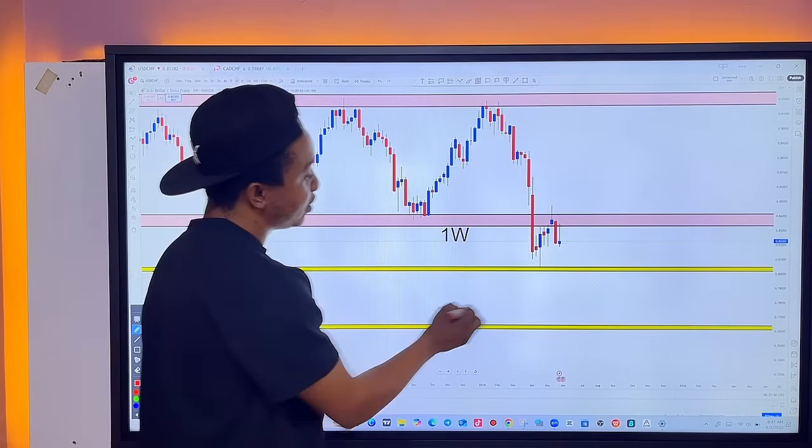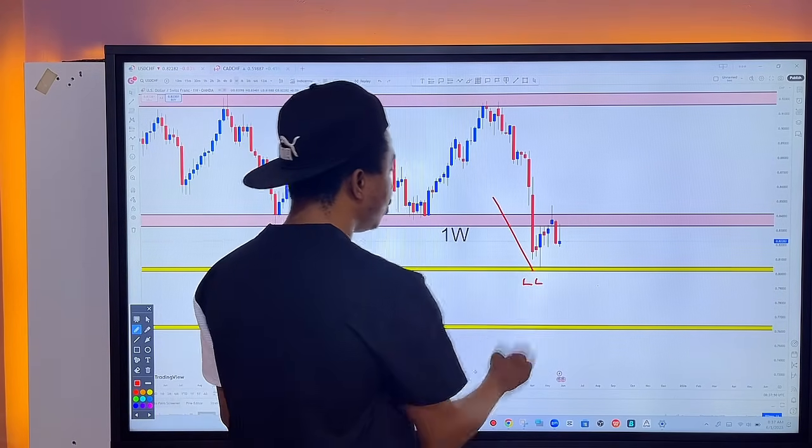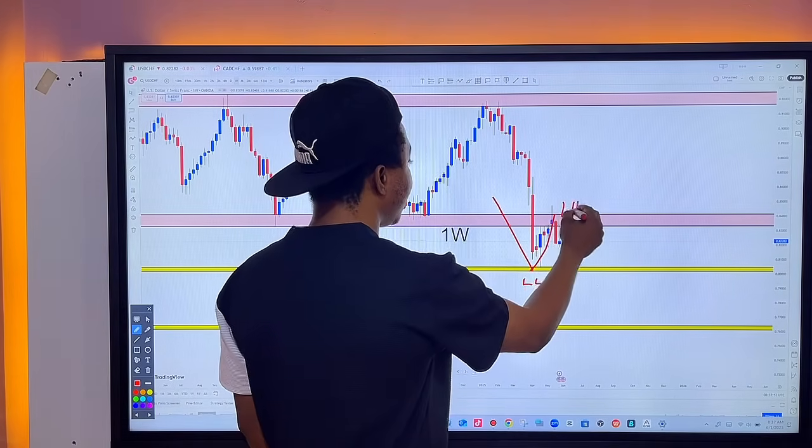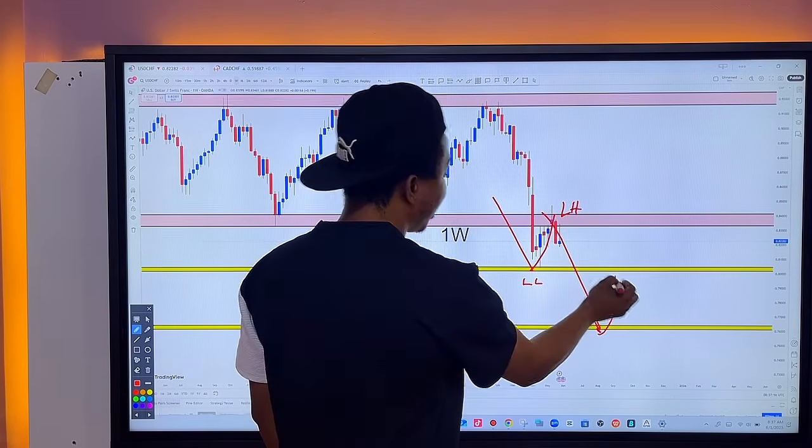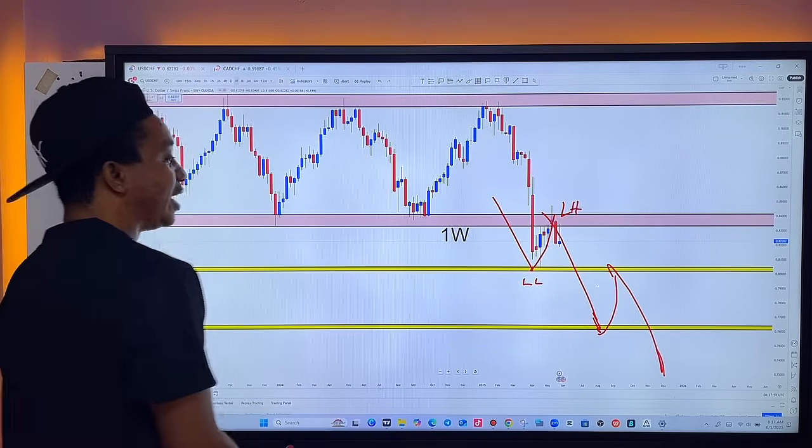On the weekly time frame, you can see a push to the downside, which is a lower low. You can see a retest, which is a lower high. Then after that, what happens next? Continuation push, new lower low, new lower high. The cycle may continue in that manner to the downside.